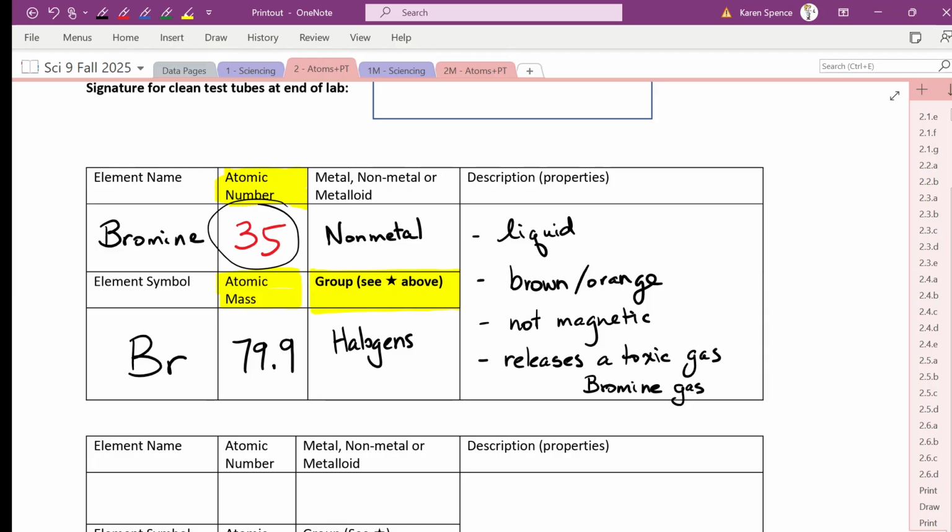Oh, folks, there's one last station. And it's got four elements at it. They're not under a microscope, they are in these flasks. Feel free to come and observe them when you get a chance.